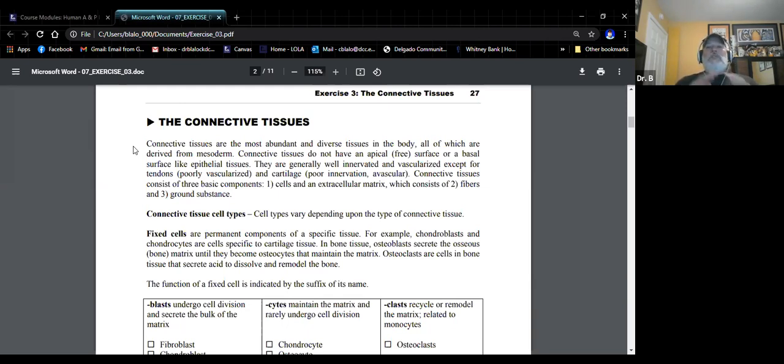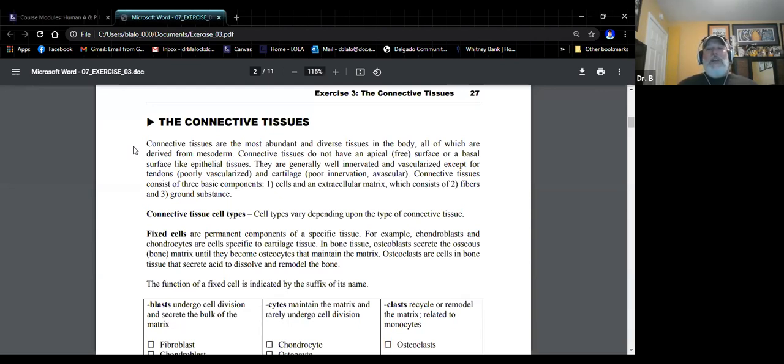All right. So we have cells that are going to be sporadically placed. Around those cells is going to be an extracellular matrix, and in that extracellular matrix are going to be fibers and ground substance. Now, when we talk about different types of cells associated with connective tissue, we can generally categorize them into one of two types, either fixed cells or what we call transient cells. Now, fixed cells are permanent components of a specific type of tissue, all right, meaning that we only find that cell in a particular type of tissue.